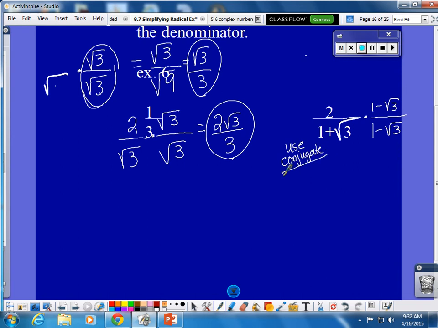When it was just one term, just a monomial, I just multiplied by itself. Okay, now here's another thing we gotta remember. We're multiplying binomials. What method do you use when you multiply binomials? FOIL, that's right, F-O-I-L. Alright, so the numerator, I'm going to have 2 times 1 and 2 times negative square root of 3.